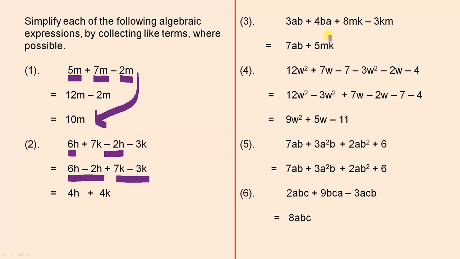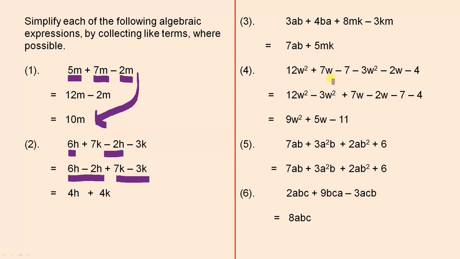Example 3, we have 4 terms. 3ab plus 4ba. Now ab and ba are like terms because ab is the same as ba. This is the commutative law for multiplication. So when you add those two terms together, you get 7ab. You can write 7ba if you want. 8mk minus 3km, they are also like terms. 8 minus 3 gives you 5, so that's 5mk, or you can write 5km.